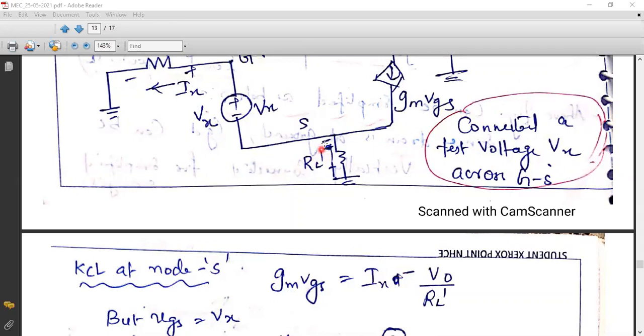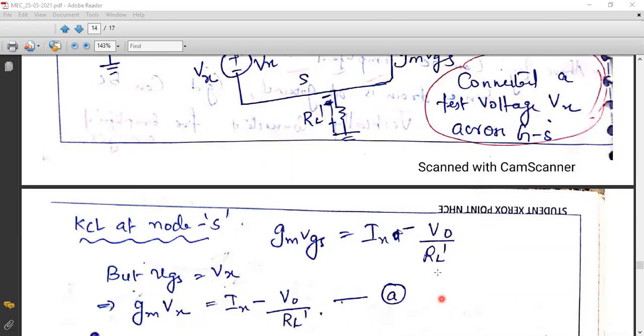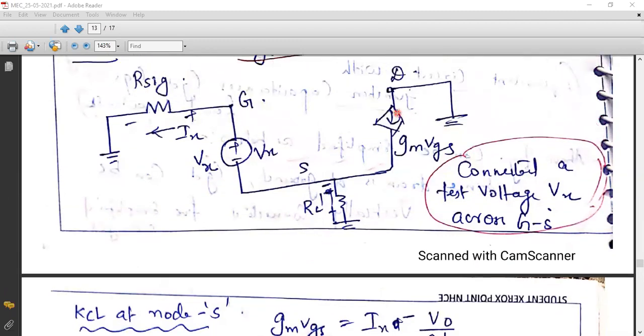The polarity of the source follower is like this. Since the current is moving in this particular way, I should keep this voltage as negative, so minus V0 divided by RL dash. So this is the equation that I'm getting after applying the nodal equation. Any confusion in this? This is the entering current, and one current is leaving through RL, and another current will be leaving through the Rsig. This is considered as Ix.